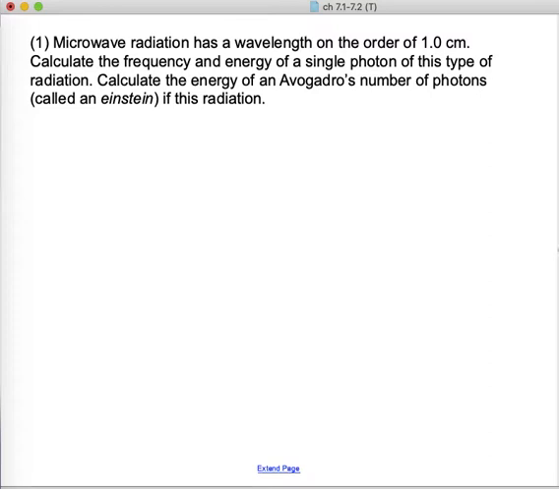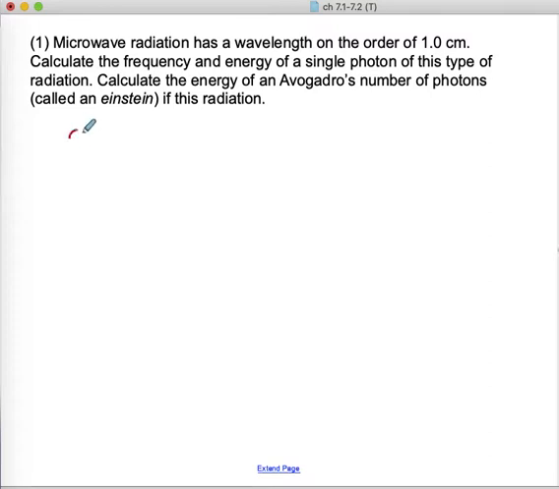Microwave radiation has a wavelength on the order of 1 centimeter. Calculate the frequency and energy of a single photon of this type of radiation, and calculate the energy of an Avogadro's number of photons, called an Einstein, of this radiation. If you'd like to pause the video and try this yourself, please do so, but I'll continue.